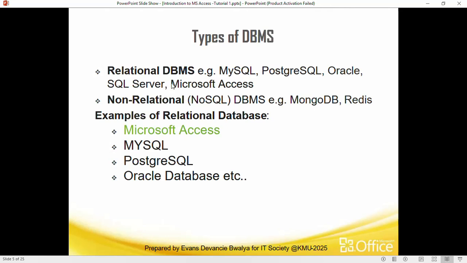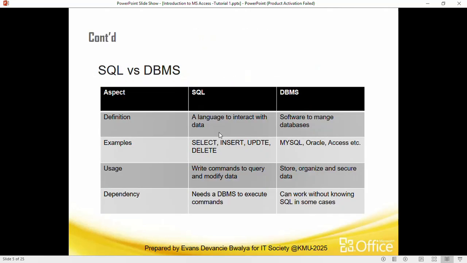Examples of relational, we have MySQL, Oracle, Microsoft Access, and so on. Relational uses SQL, and non-relational does not use SQL. Examples of non-relational, we have MongoDB and Redis. As you can see, I've highlighted Microsoft Access in green, which means that this is what you'll be focusing on. In this series of tutorials we'll just focus on Microsoft Access.